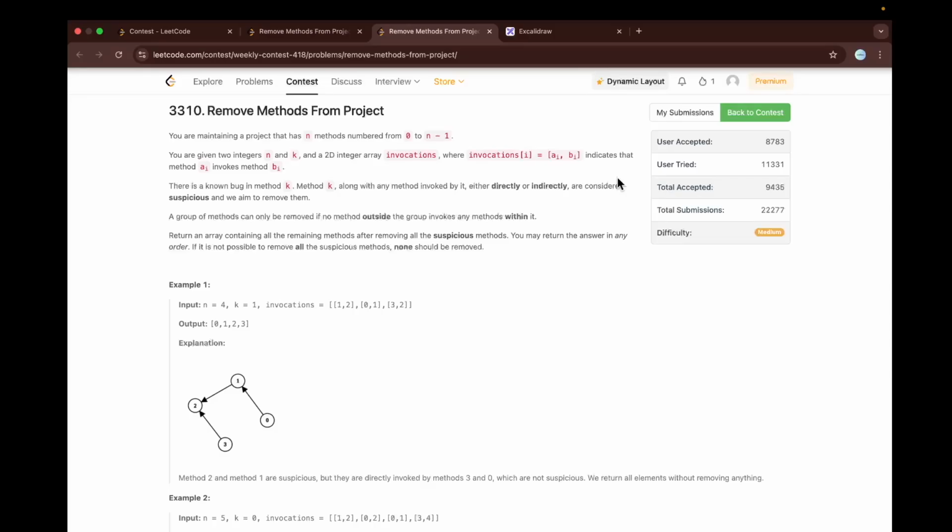Hello everyone. In today's video, we are going to solve a problem from LeetCode, Remove Methods From Project, from LeetCode Weekly Contest 418. I hope you have already read the problem statement, and I will break down the problem statement for you.